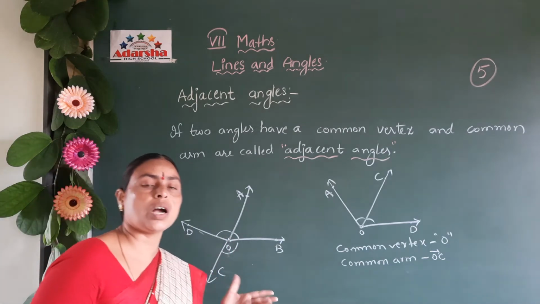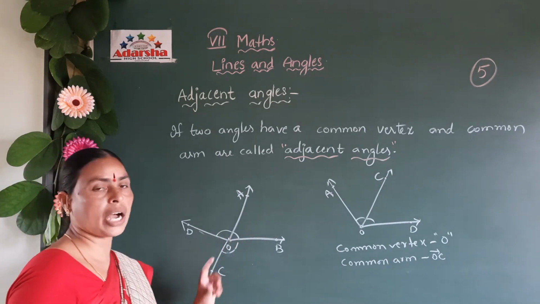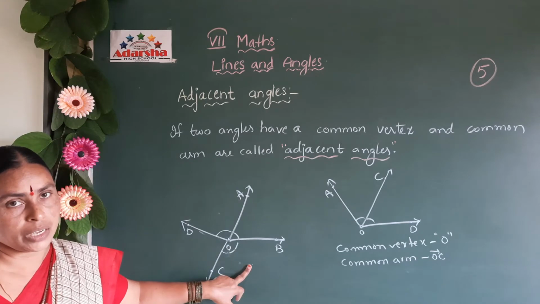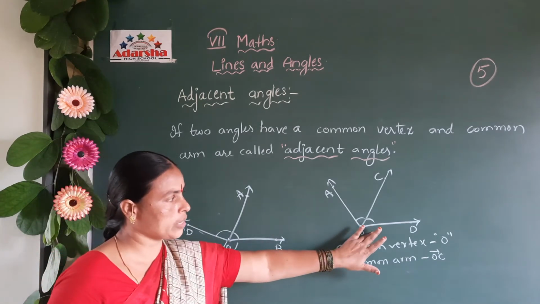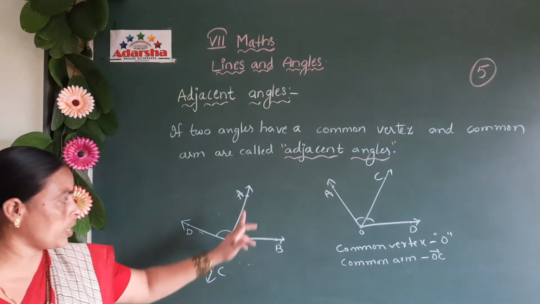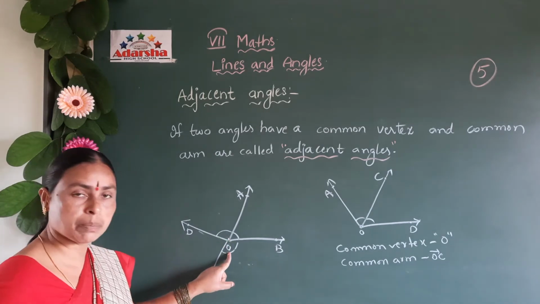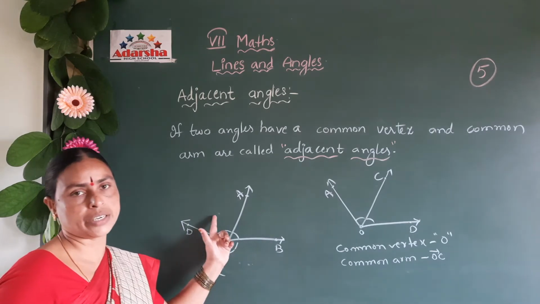They have no common arm. They have the common vertex O, but they have no common arm. So these two angles are not adjacent angles. If they have the common vertex and common arm like this, then only the angles are called adjacent angles. Here AOD and BOC are having the common vertex but not having a common arm. So these are not the adjacent angles.